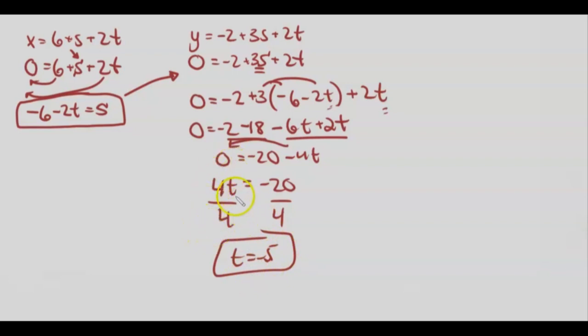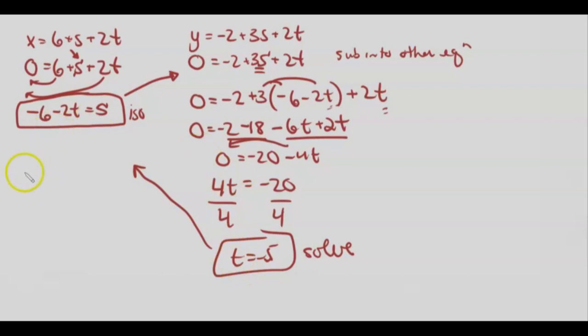Okay, so remember, with substitution, we isolate, we sub into the other equation, we solve, and then what we end up doing is we substitute the t back into the first equation to solve for s. So we have s equals negative 6 minus 2, and then the t is negative 5. So we have negative 6 plus 10, so s equals positive 4.